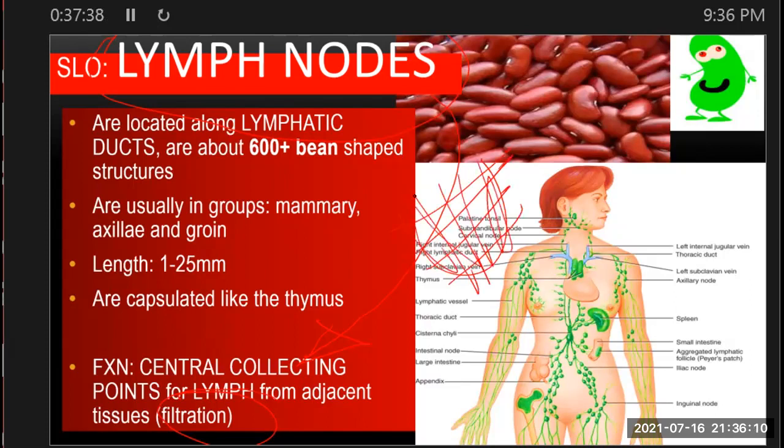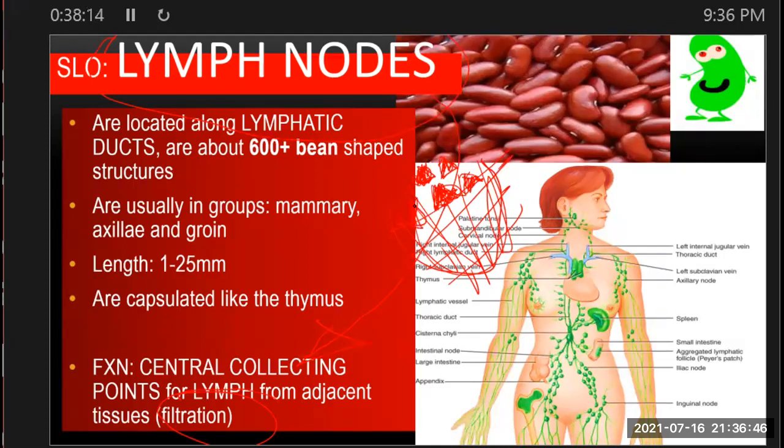It tries to filter the antigens. If you have antigens there, they will be filtered. That's the time you can tell if there is trapping or filtration of these antigens: when the lymph nodes are swollen or inflamed. Swollen lymph nodes usually occur as a result of infection from bacteria or viruses, and rarely, swollen lymph nodes are caused by cancer.